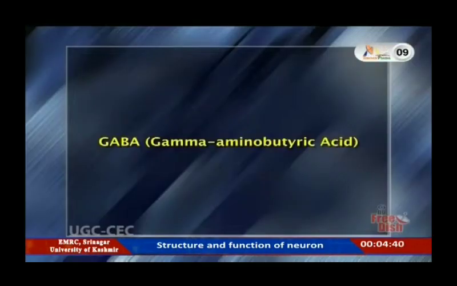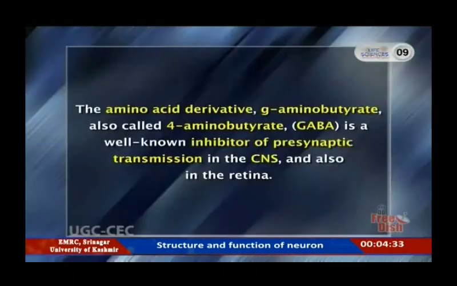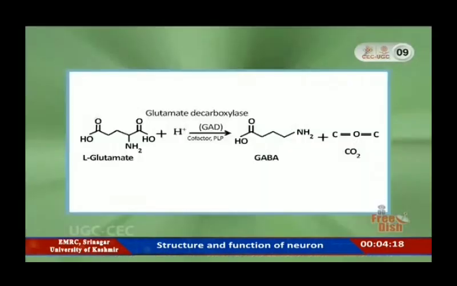Next important neurotransmitter is GABA. Several amino acids have distinct excitatory or inhibitory effects upon the nervous system. The amino acid derivative gamma-aminobutyrate, also called 4-aminobutyrate, that is GABA, is a well-known inhibitor of presynaptic transmission in the central nervous system and also in the retina. The formation of GABA occurs by the decarboxylation of glutamate catalyzed by glutamate decarboxylase, that is GAD.